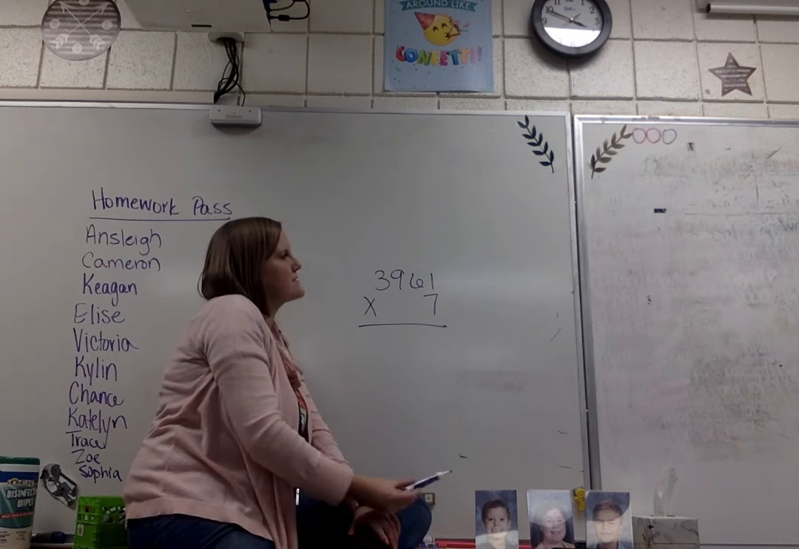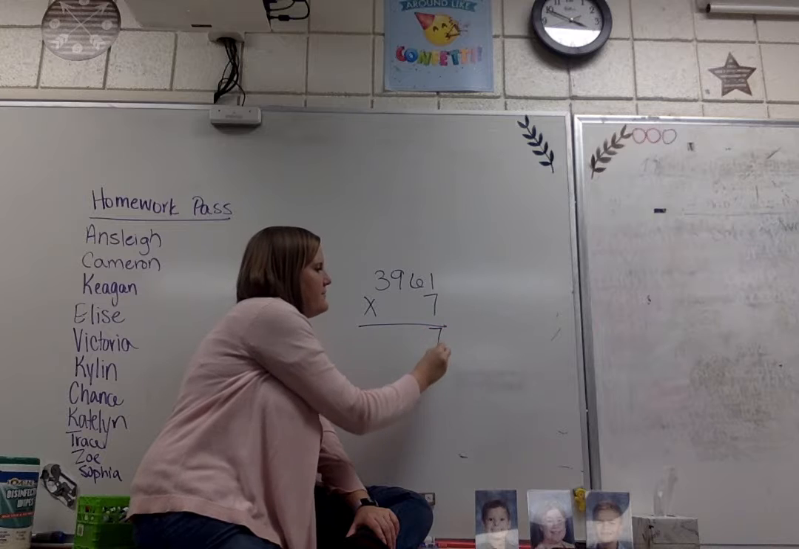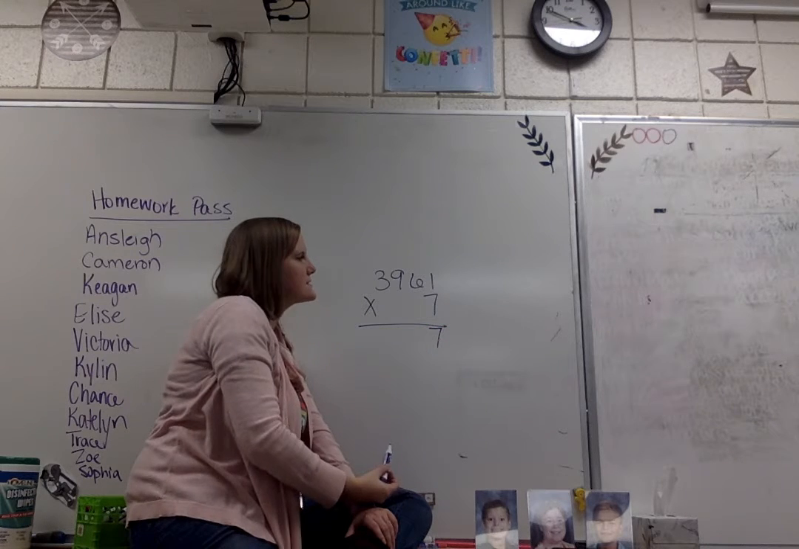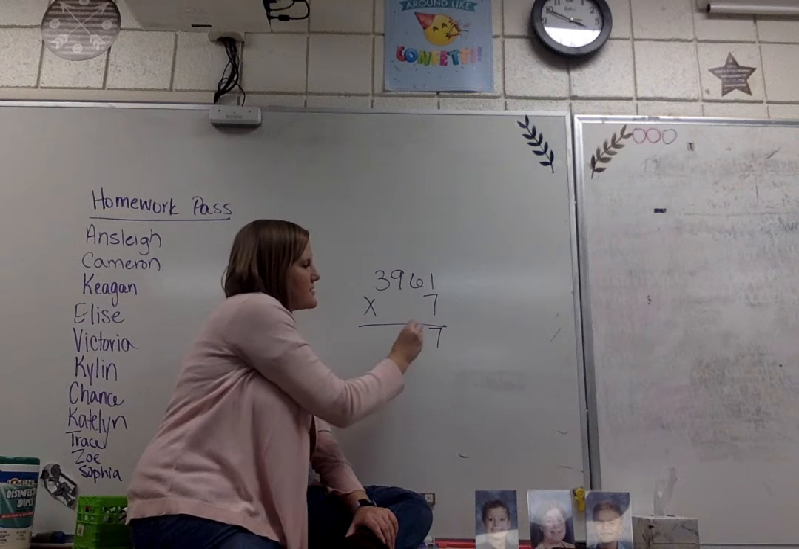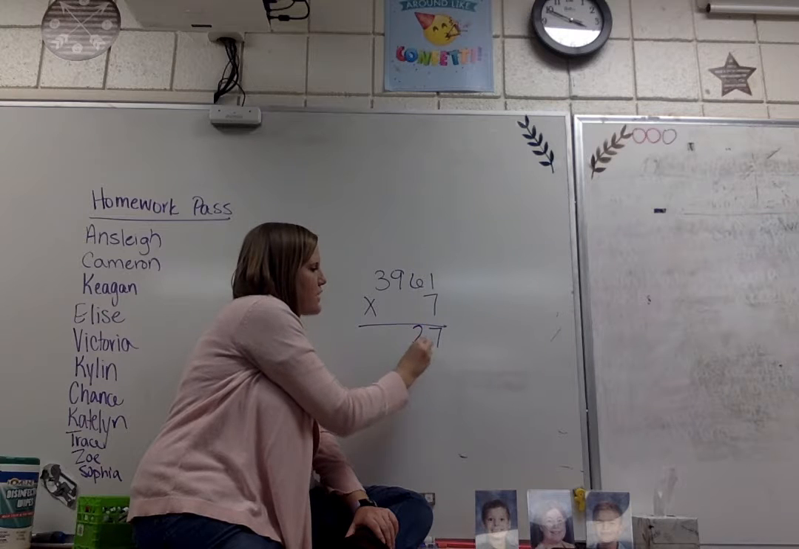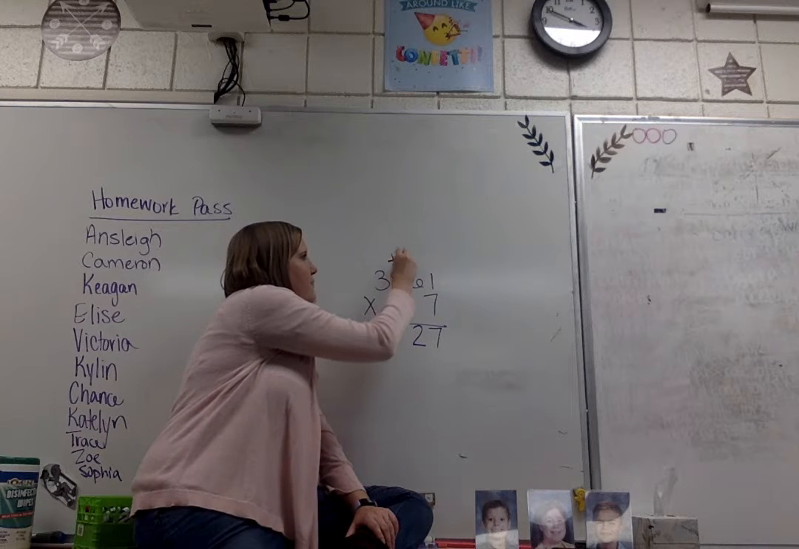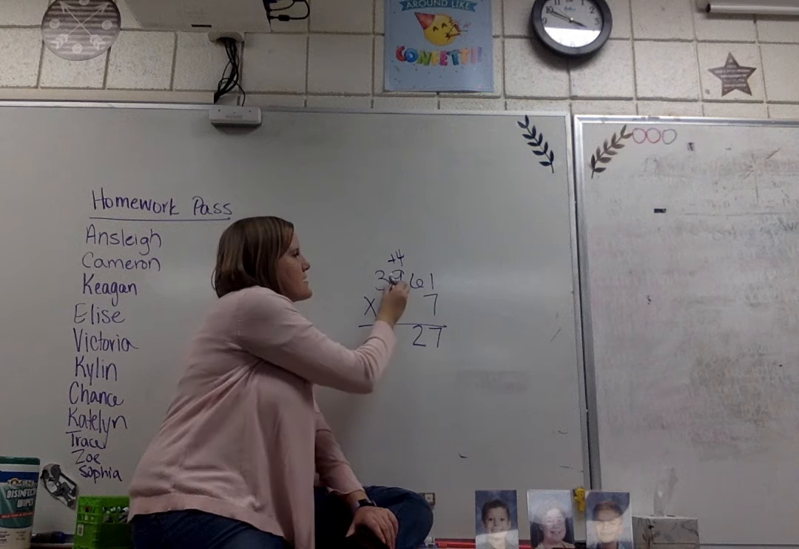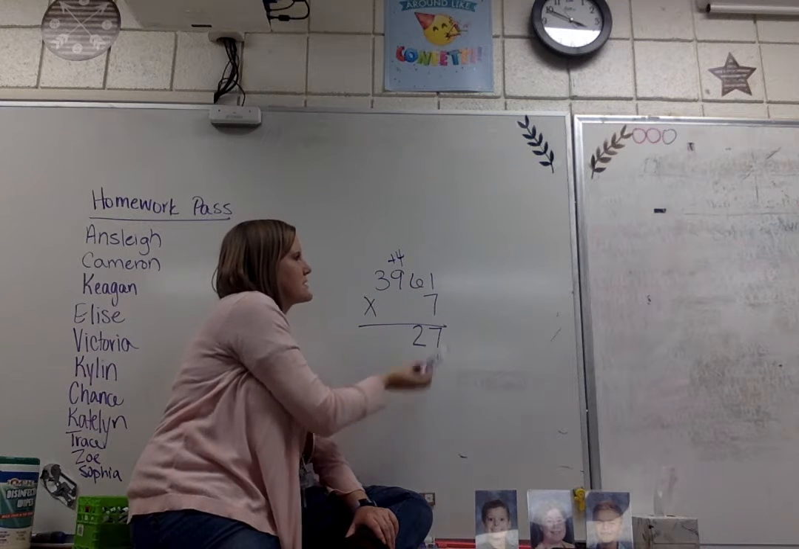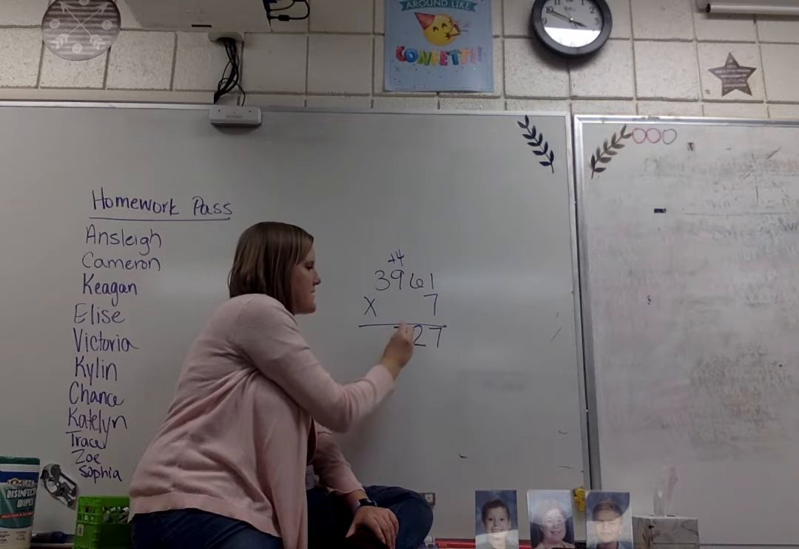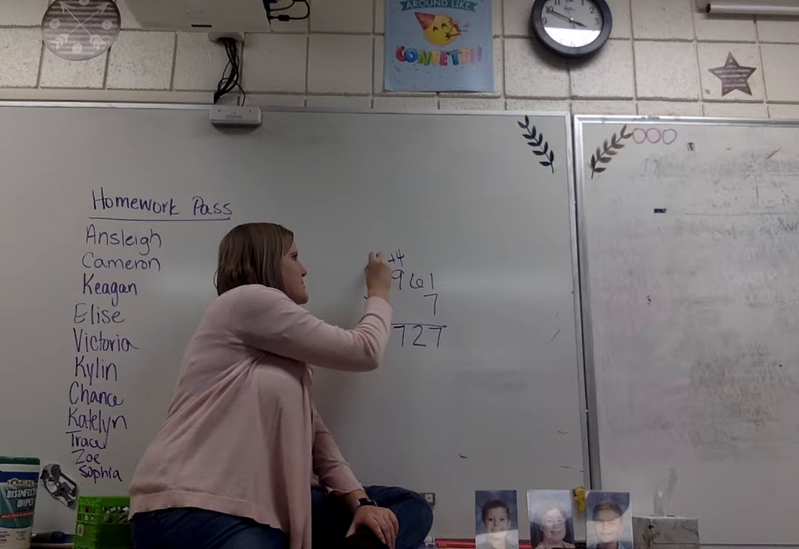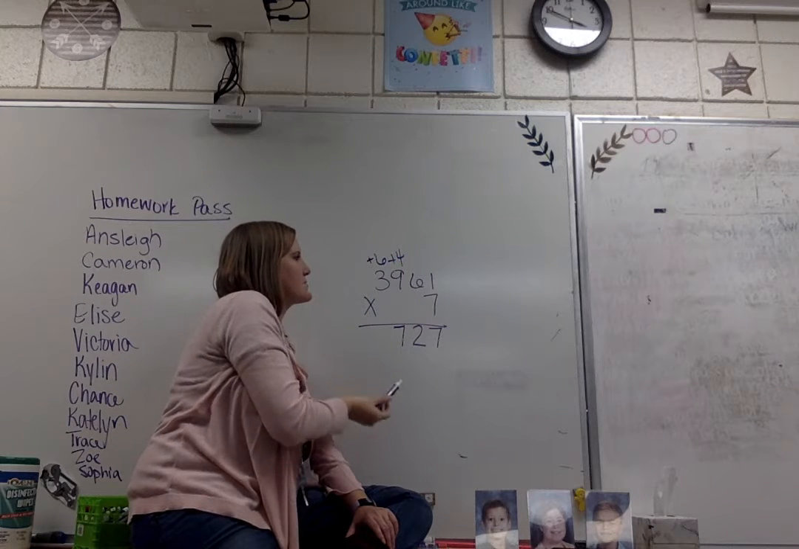All right, 1 times 7 is a product of 7. So the 7 goes in the ones place. 6 times 7 is a product of 42. The 2 will be dropped in the tens. The 4 will go above the hundreds. 9 times 7 is a product of 63 plus 4 equals 67. The 7 goes in the hundreds. The 6 will go above the thousands.